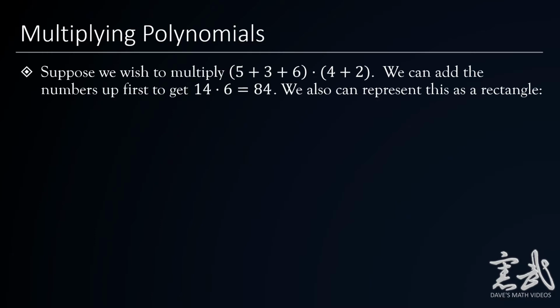Before we actually get into multiplying algebraic polynomials, let's look at an example from arithmetic so that we can understand the process. Let's suppose that we wish to multiply the quantity 5 plus 3 plus 6 by the quantity 4 plus 2. Obviously, we can add the numbers up to get 14 times 6 equals 84 by observing the order of operations and first simplifying what's inside the parentheses.